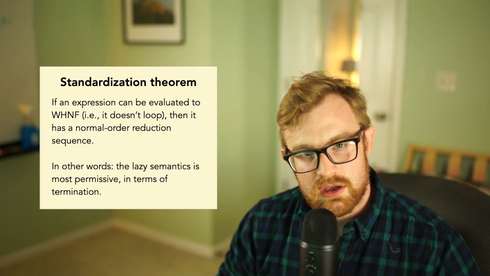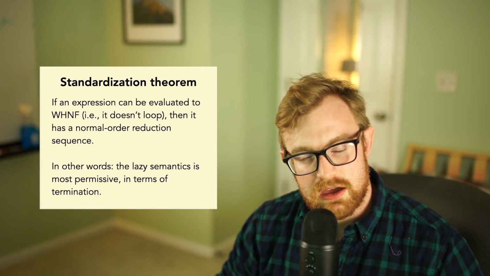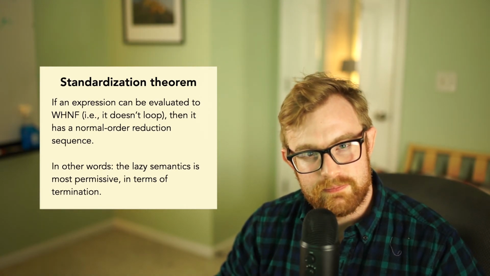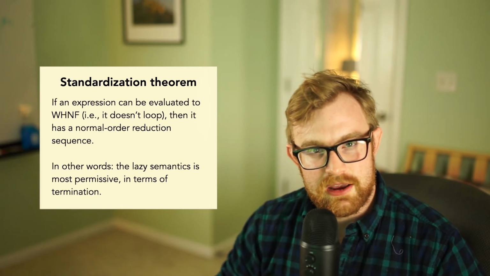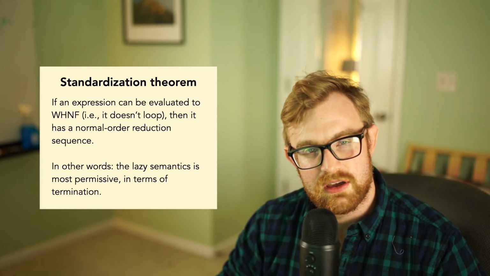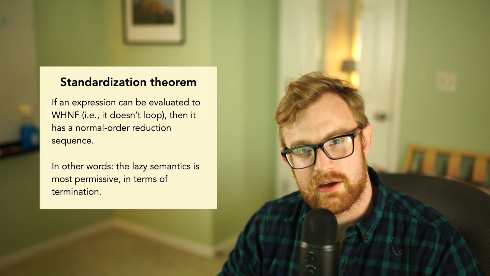And so if an expression does have some normal form that can be found, it's going to be able to be found by using call by name. If it has a call by name interpretation, it does not necessarily have a call by value interpretation. But if we can reduce by call by value, we must also be able to reduce by call by name.